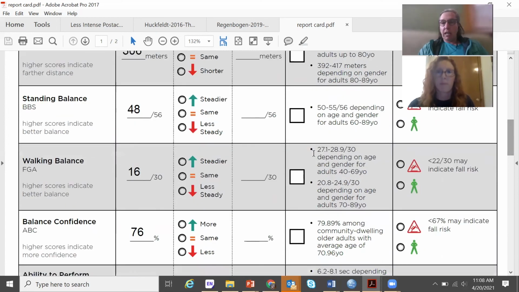So the last one I want to look at, because this is one of the hardest ones in stroke, I think, is your functional gait assessment. She scored a 16 out of 30.